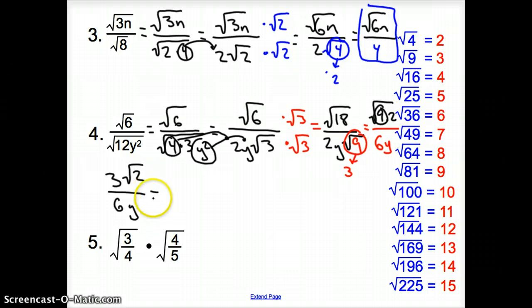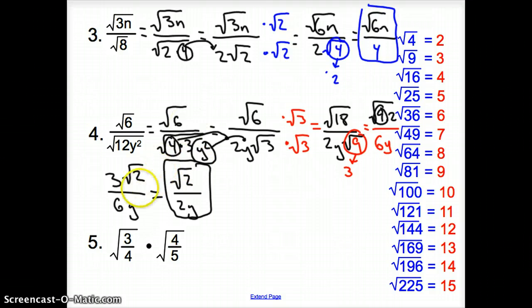Now, I would accept this on the test for your answer, right? Because you did a lot of work to get up to this point. But what do we notice about the 3 and the 6? Can we take any common numbers out of the 3 and the 6? We can take out a 3, right? Because 3 goes into 6. They are both multiplying to these numbers, so it's actually going to be the square root of 2 all over 2y for our final answer.